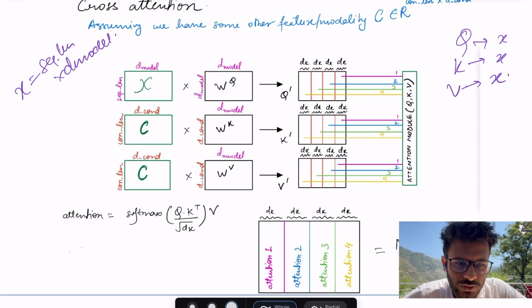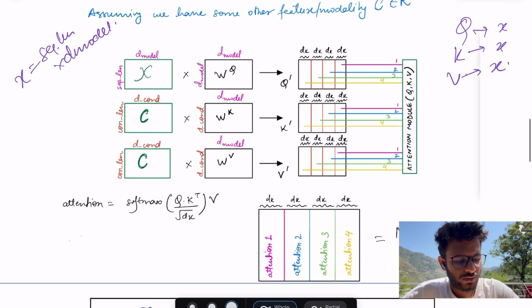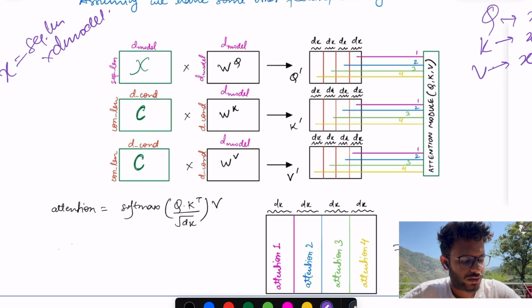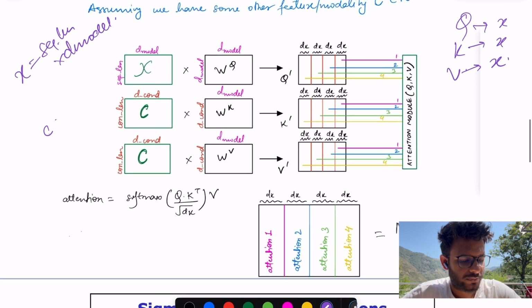So we had X of sequence length cross D model, and then we have this text condition. Let's say I'm representing this condition with C, and this condition belongs to R of some different dimension, condition length cross dimension of condition.